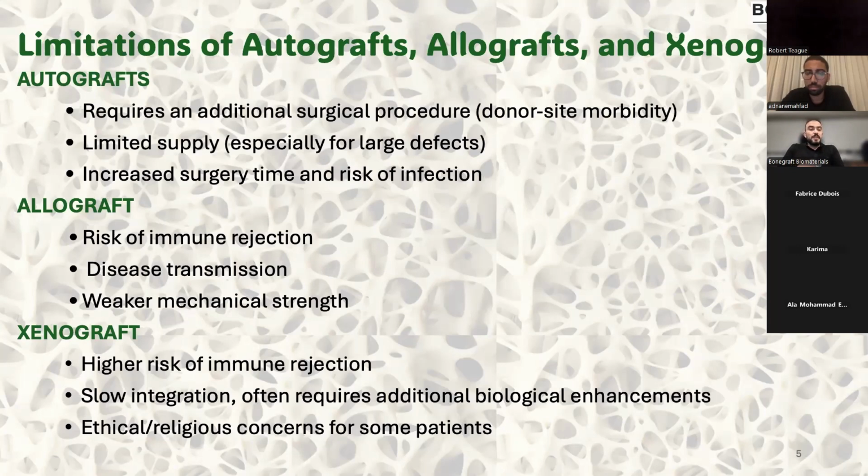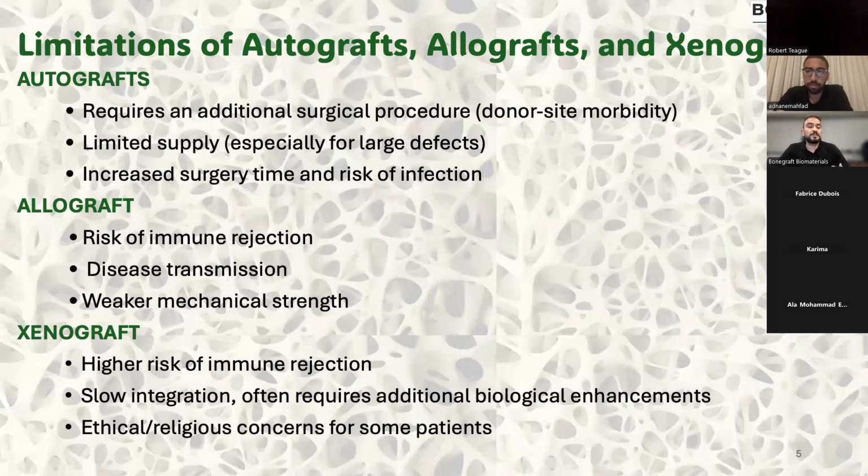When we look at xenografts, the immune rejection risk is even higher, because if the collagen is not adequately degenerated, as a large molecule it can create an immune reaction. There is also slow integration, because of the slow resorption time of the animal hydroxyapatite, which will not allow space for the patient's own bone regeneration.